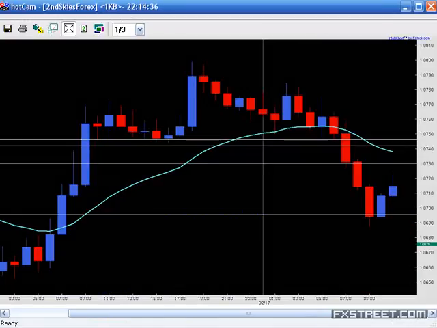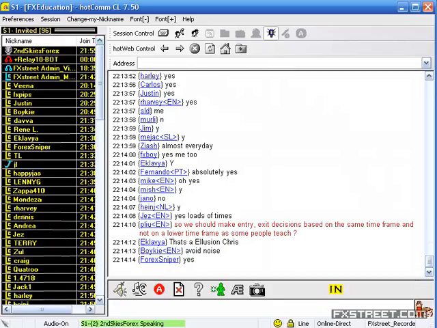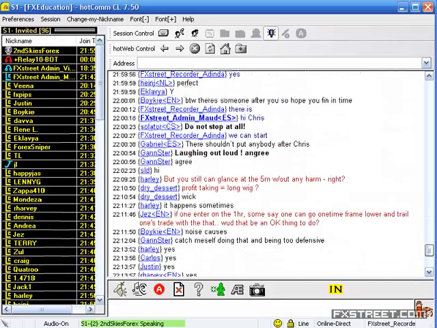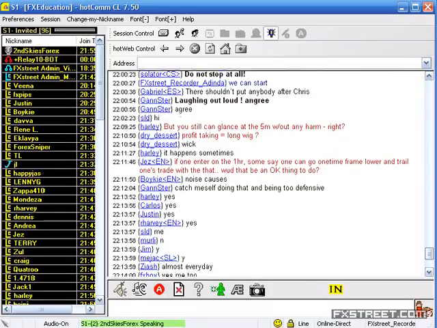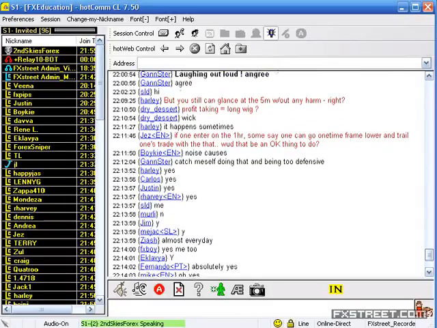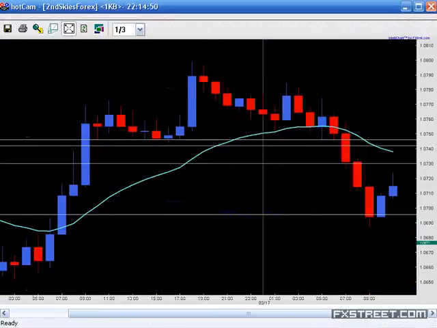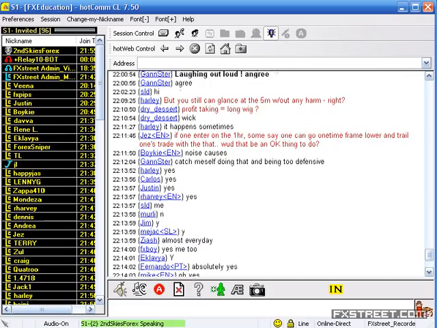Harley says, but you can still glance at the 5 minute without any harm, right? You can if, A, you're able to make sure you switch the mindset, and B, understand what was the reason I took this system in this trade. I took it because I was getting an activation on the 1 hour time frame. So the real question is, why are you looking at the 5 minute? I had forgot to take my 5 minute chart off and just look at the 1 hour time frame. So it's not that it won't cause you harm. It's just that you have to be very careful to monitor yourself and make sure you don't fall into that trap.